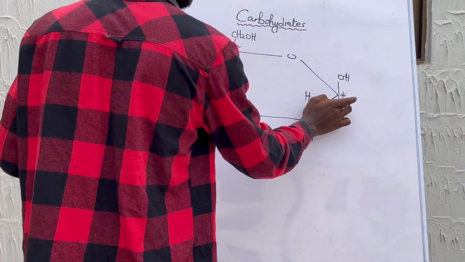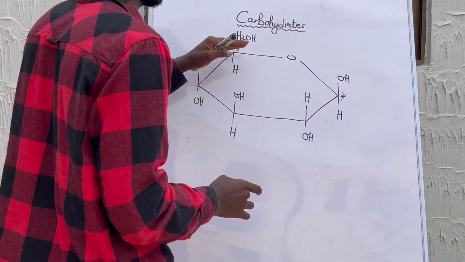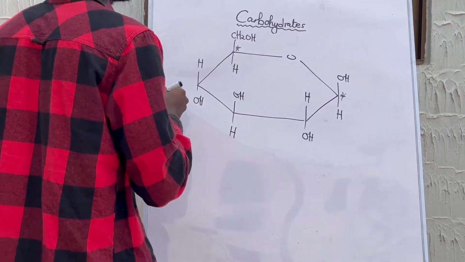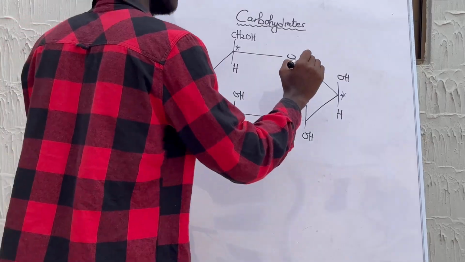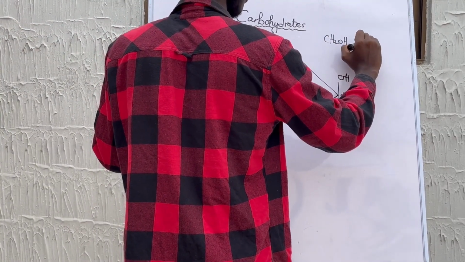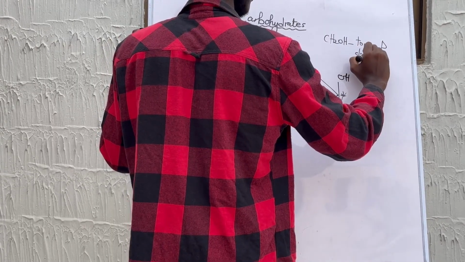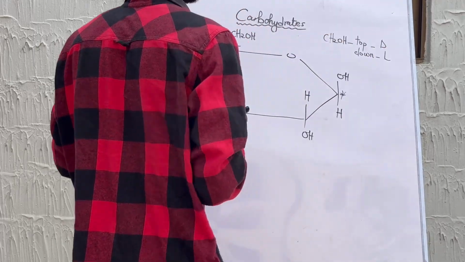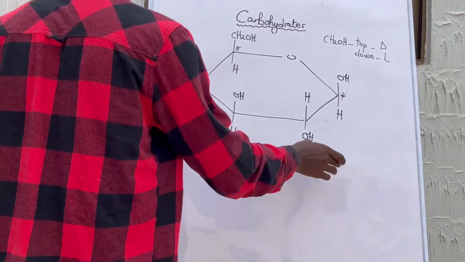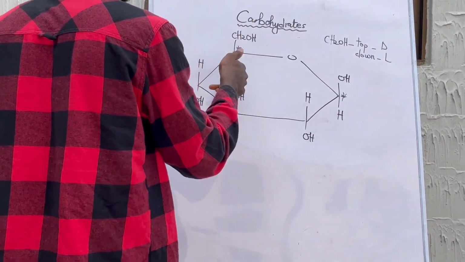Because if there's a configuration here, this one can be alpha or it can be beta. There's a configuration here, this one can be D or L. So if you're having this one at the top, we are calling this one D. If our CH2OH is at the top, then we are calling it D. If it's at the down, then we are calling it L. Very simple. So it can be D-glucose, it can be L-glucose. It will be D-glucose if you're having the CH2OH at the top. It will be L-glucose if you're having the CH2OH at the down.